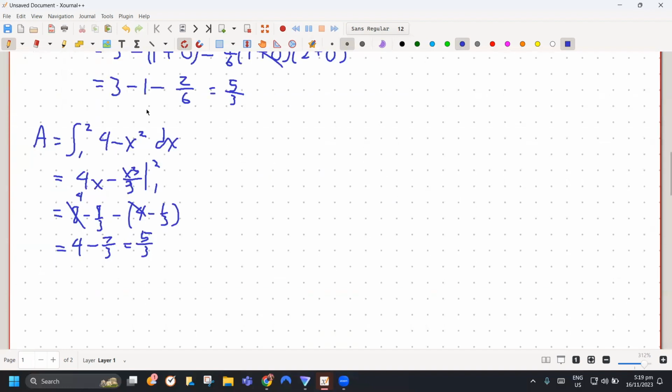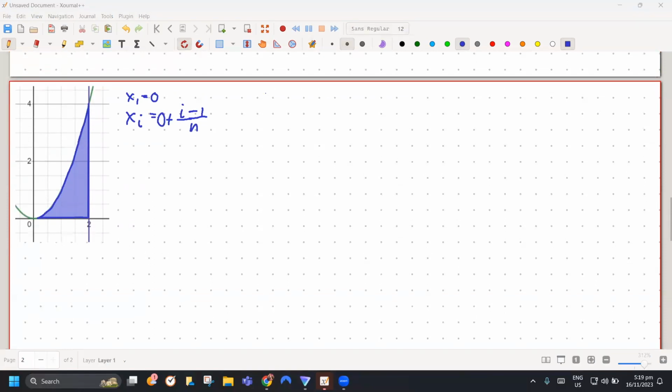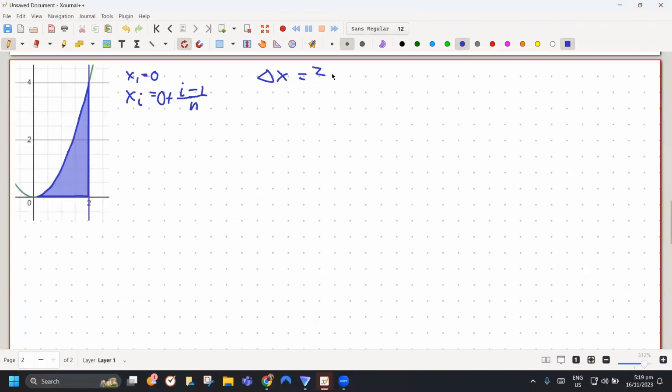Okay, and then yung f, x, I. Ano ba? Delta x kaya muna. Delta x. So yung delta x is, yung total interval is 0 to 2. So that's going to be 2 over n. 2 over n.